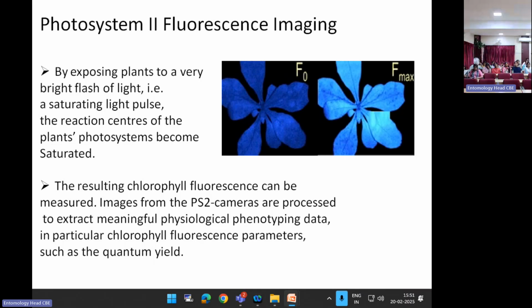By exposing the plants to a very bright flash, a saturating light pulse, reaction centers are closed and saturated. Then the resulting fluorescence can be measured. Images are processed in the cameras, extracting meaningful physiological phenotyping data. So then I can get the quantum yield of the whole leaf.